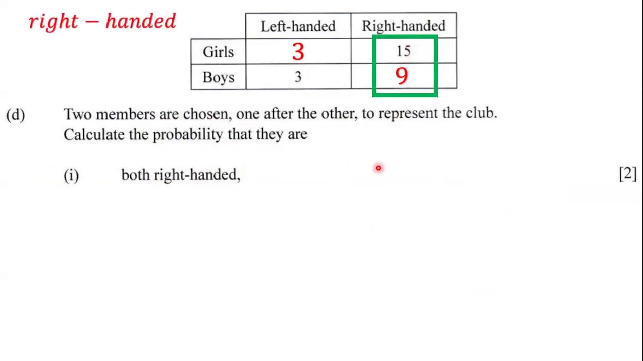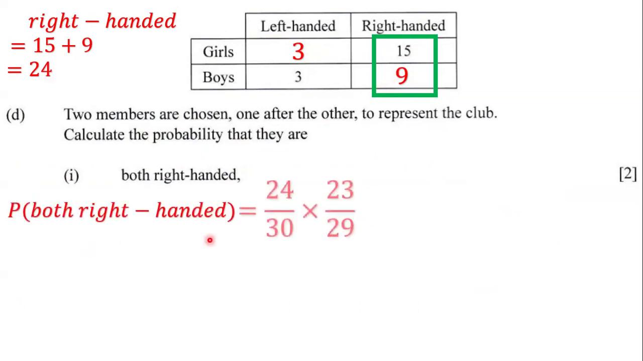So the total amount of right-handed people is going to be 24. So there are 24 right-handed people, 15 are girls and 9 are boys. Now it says both are right-handed. Well, that means that we're going to say 24 over 30. So that's the first one, right? That's the probability that the first one is right-handed. There are 24 right-handed people, and it's out of 30, the total amount of members. And so 24 over 30, because that's the probability of selecting the first one right-handed.